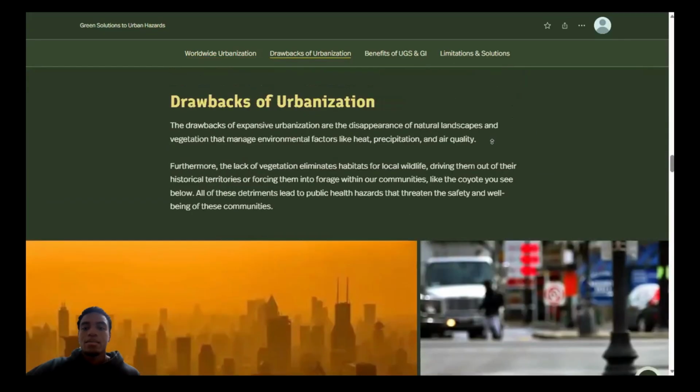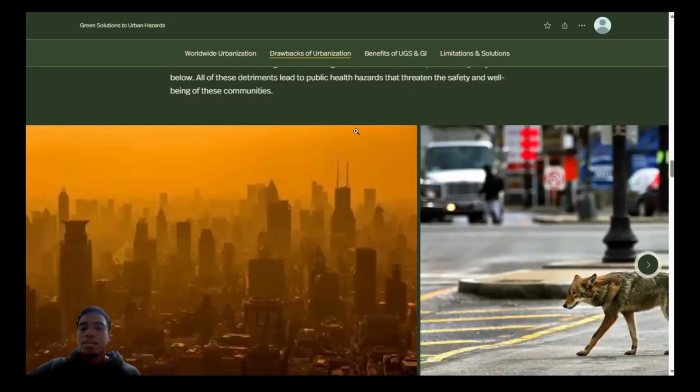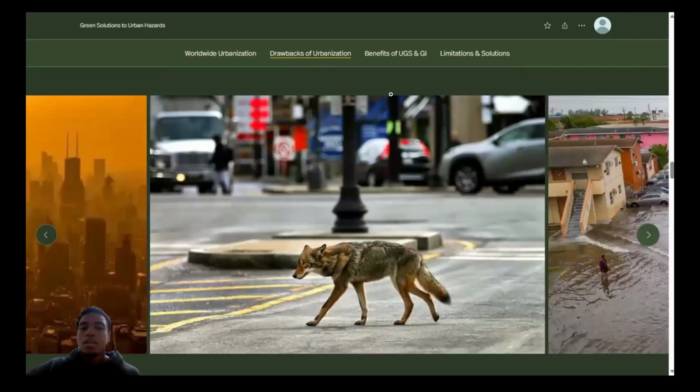Some of the drawbacks of urbanization that we're going to see is less natural landscapes and vegetation, and this isn't good, as these help manage factors like heat, precipitation, and air quality. As you can see here, we have a skyline of Shanghai, China, and you can see the air quality is not the best. And with this reduction in vegetation, we're going to see a lot of habitats of wildlife being lost, and this is going to drive populations towards extinction as well as force members of the population to start foraging within our cities.